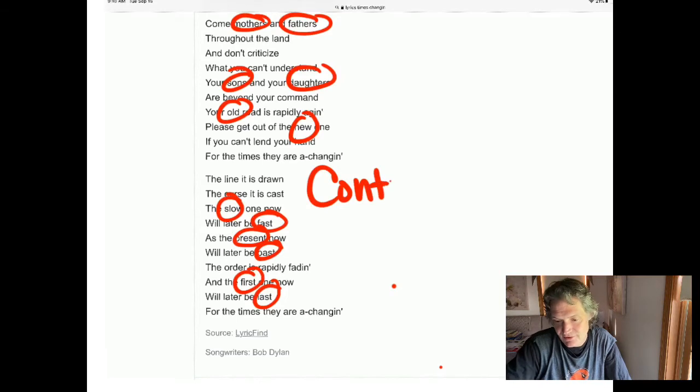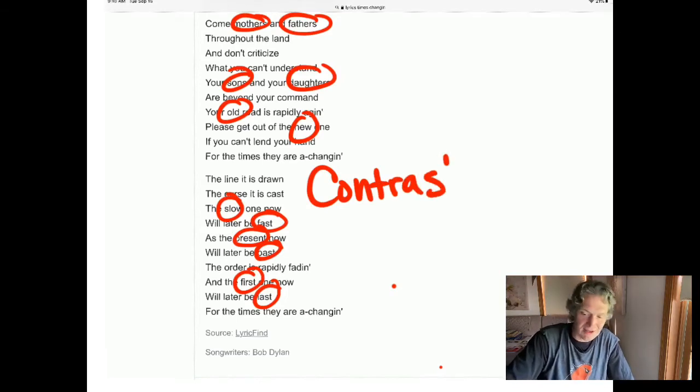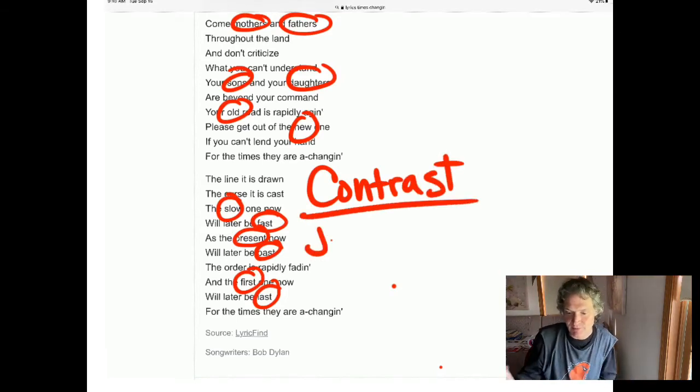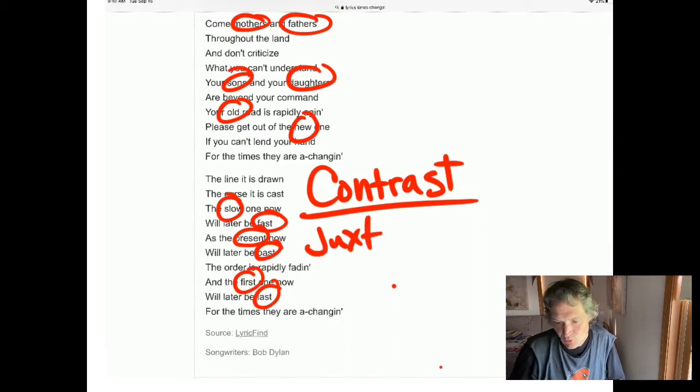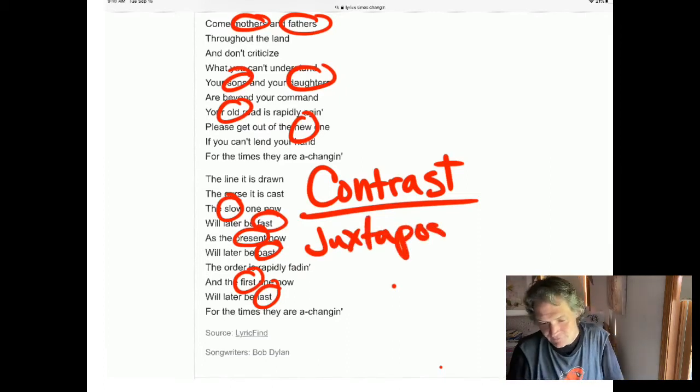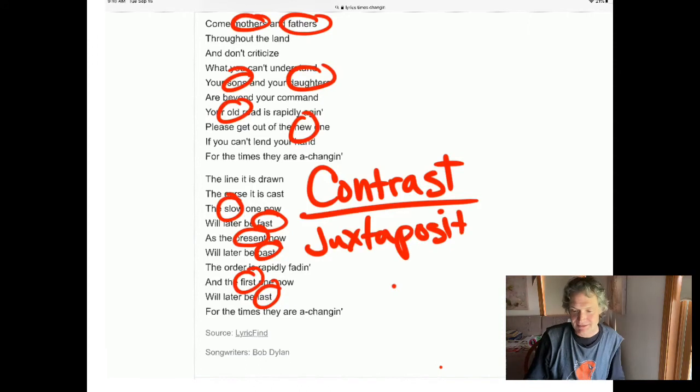The line is drawn, the curse is cast. The slow one now will later be fast. Present will be past. The order is rapidly fading. For the first one now will later be last. The times they are changing.